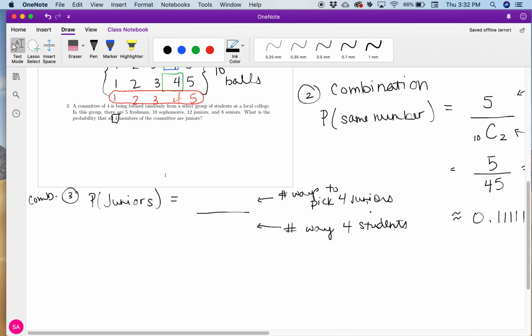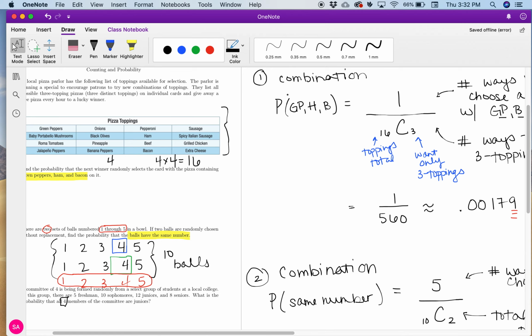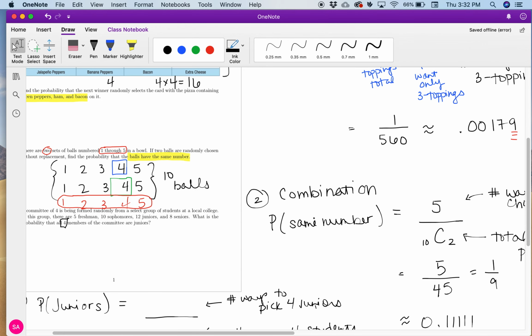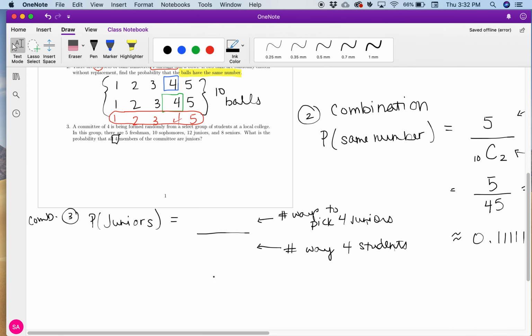So with the last 2 problems, we were kind of able to figure out that top number just by thinking about it. Like for problem number 1, there's only one way to create a pizza with those 3 specific toppings. For problem number 2, there was 5 different ways to pick out that same number. Well, for this problem, we have 12 juniors, but we only want to choose 4 of them. And order does not matter. So we are going to have to use a combination here. There's 12 juniors, but we're only choosing 4 of them.